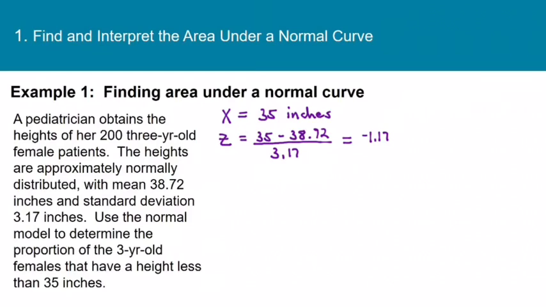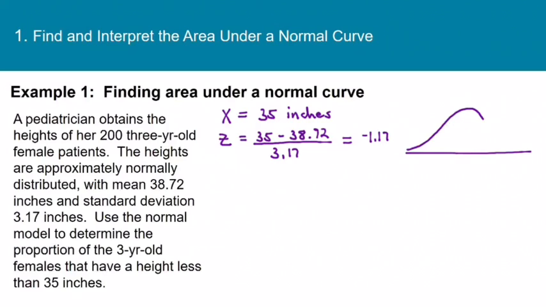By the way, you may already know this, but I just want to make sure. Anytime we have an x value that's less than the mean, that will give us a negative z-score. And an x value that's more than the mean will give us a positive z-score. So before we even calculated anything, I knew that this value was less than the mean, and I knew we were going to come up with a negative z-score. Okay, so here we have our z-score of negative 1.17.